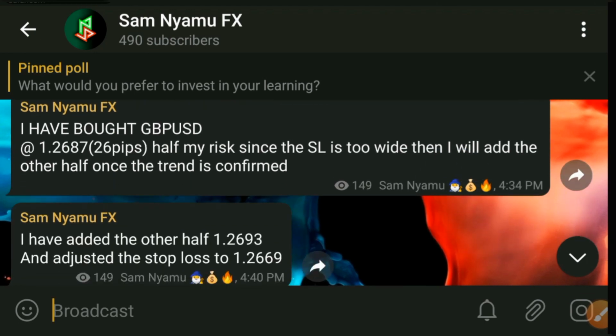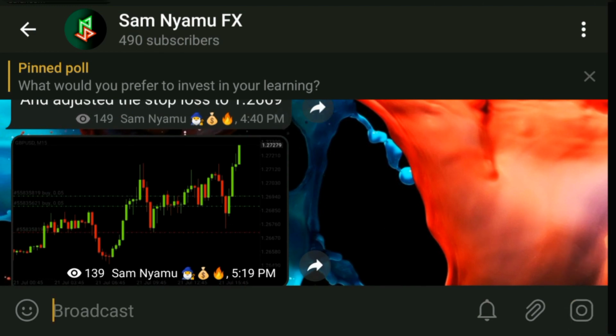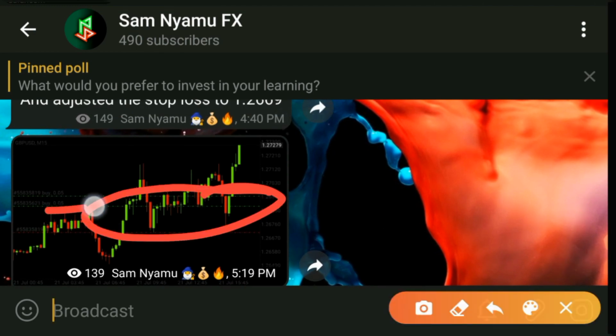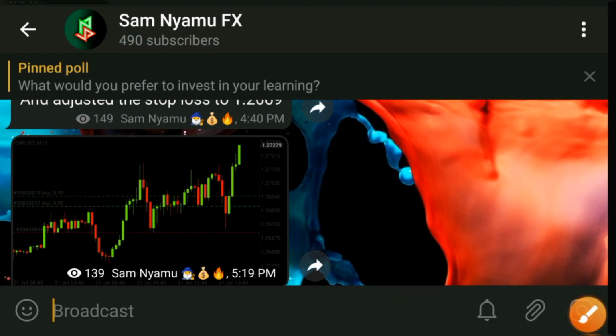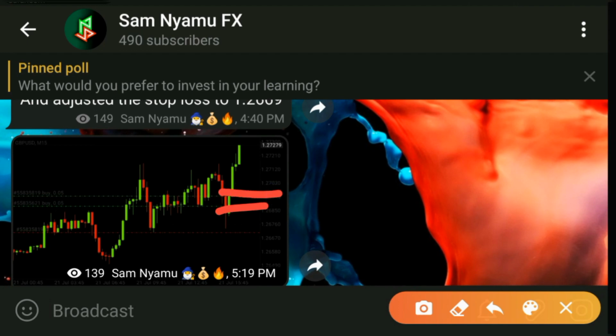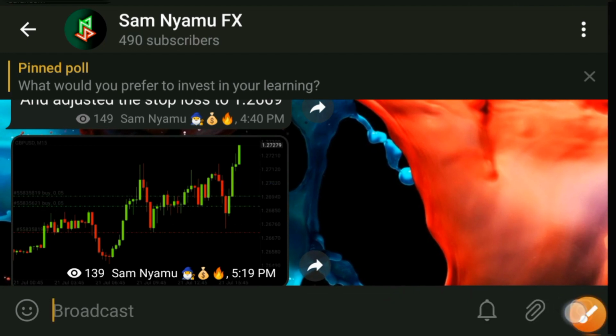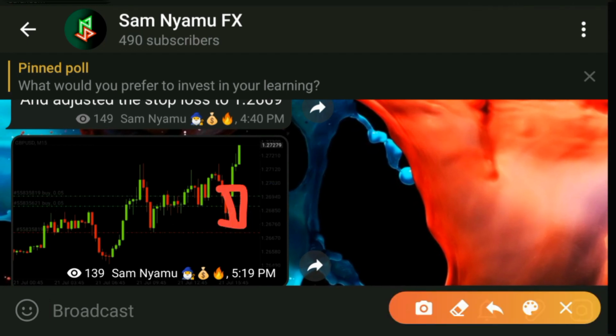Then I bought the trade right here, and after a short while the market spiked. I first got in with half a mini lot, that's like 5 micro lots, like 0.05. Normally using a $500 account, I use like a 0.1. After I got in with the 0.05, once the market confirmed the trend, I then added another 0.05 after this green candle closed. That was a good confirmation that the trend would be strong.